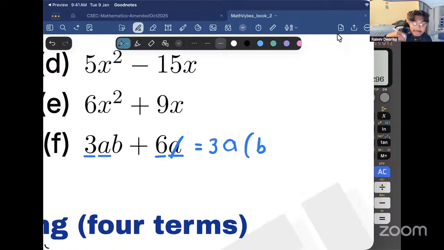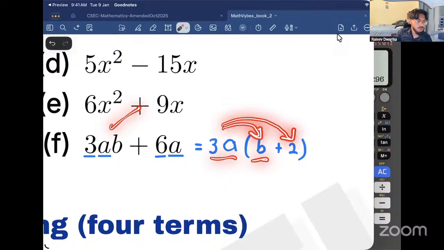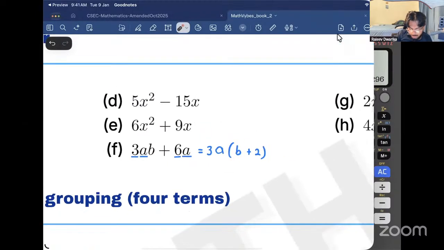I already pulled out the a and the 3. I need to get 6. So 3 times what would give me 6? 2. 2 times 3 is 6. So I'll put 2 here. And when I expand the brackets, I'm supposed to get back the original thing. What's 3a by b? 3ab. Good, I get that back. What's 3a by 2? 6a. Bam, I get that back. We Gucci.